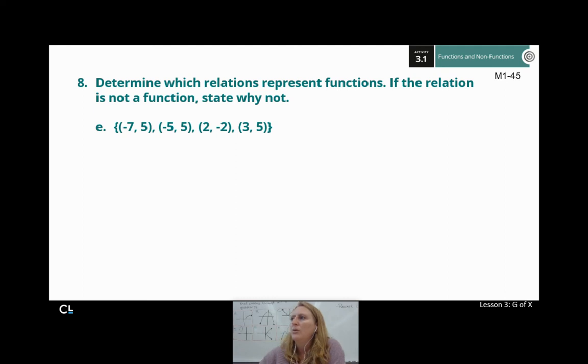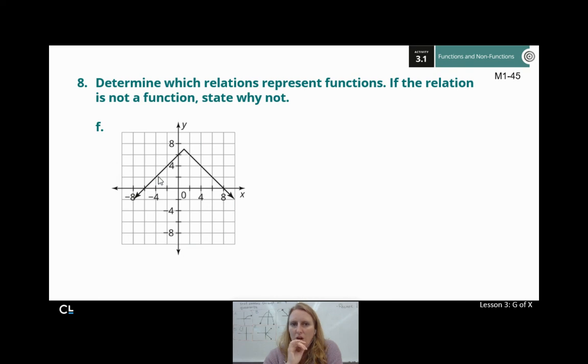Ooh, here we go. Is this a function? Well, let's see. If I plug in a -7, I get 5. If I plug in a -5, I get 5. If I plug in a 2, I get -2. If I plug in a 3, I get 5. So there are some shared output values, but you know what? If I plug in a -7, I only get one answer. If I plug in a 2, I only get one answer. This is a function. That's a function.